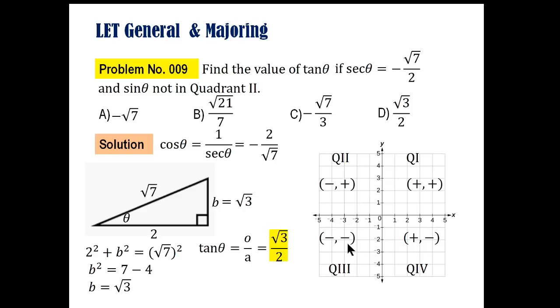Since our angle is in quadrant 3, sine and cosine are negative. So tangent, that's equal to sine over cosine. So meaning that's negative over negative. So definitely our tangent in quadrant 3 is positive. So that's why we have this value, the square root of 3 over 2. Okay, so that's letter D.